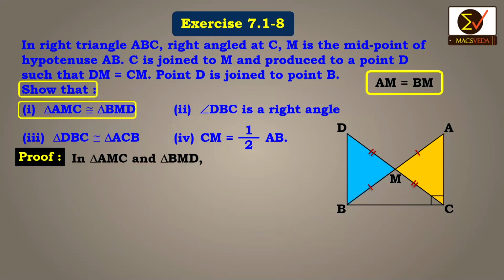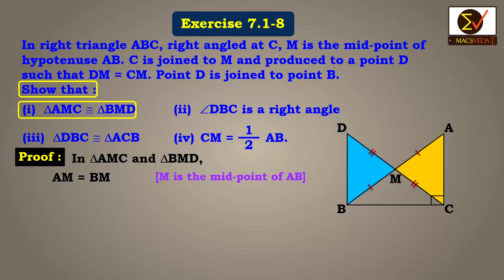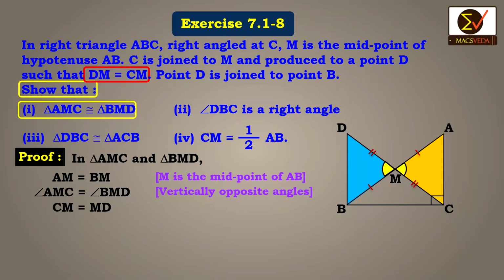So let us start. In triangle AMC and triangle BMD, AM is equal to BM. This is obvious because M is the midpoint of the hypotenuse AB, given. Therefore, AM is equal to BM. Then we have these vertically opposite angles. Angle AMC is equal to angle BMD. They are vertically opposite angles, hence they are equal. And it is also given that CM is equal to MD because C is joined to M and it is produced up to D such that CM is equal to MD. So that is also given. So by side angle side criterion, triangle AMC is congruent to triangle BMD.